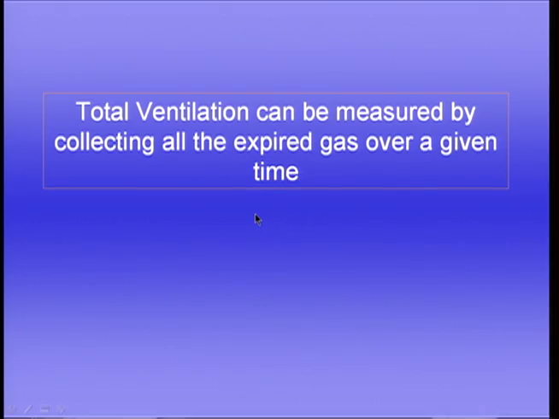Okay, now let's turn to the measurement of ventilation. First of all, we can think about measuring the total ventilation. Well, that's very easily done. We simply connect a subject to a valve box. A valve box is simply a device that separates the inspired and the expired gas, and we collect the expired gas over a given time, say 5 minutes or so, in a big bag. Then we measure the volume in the bag and we know the time, and so we get the total ventilation in liters per minute. That's a relatively simple thing to do.